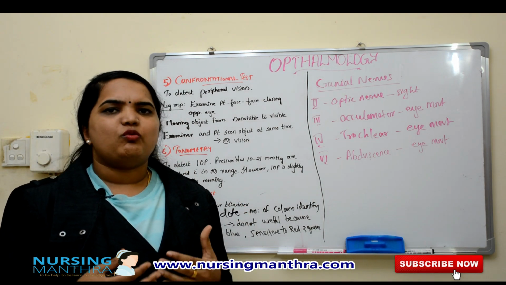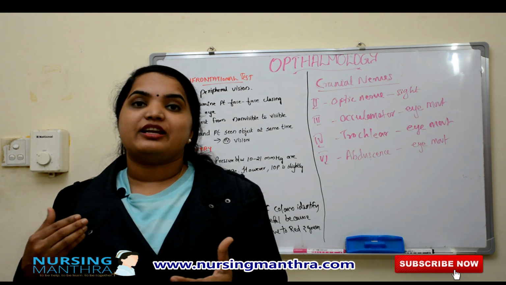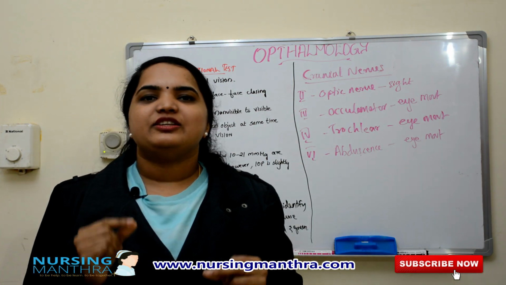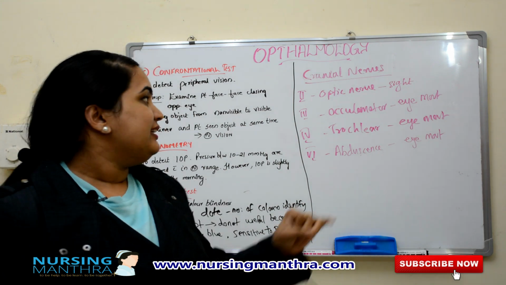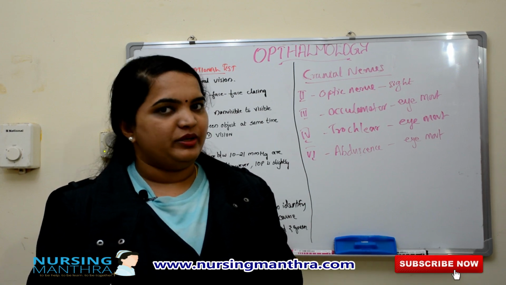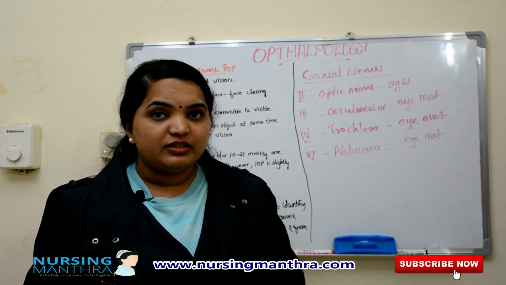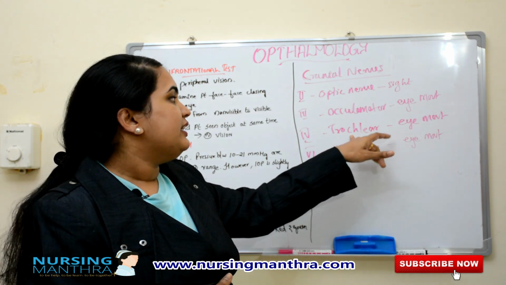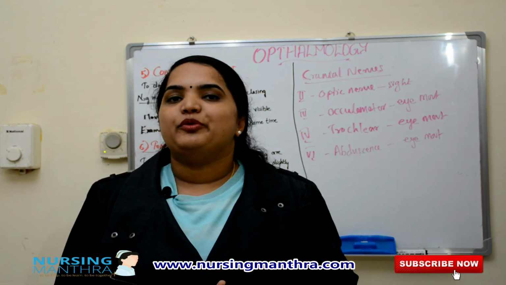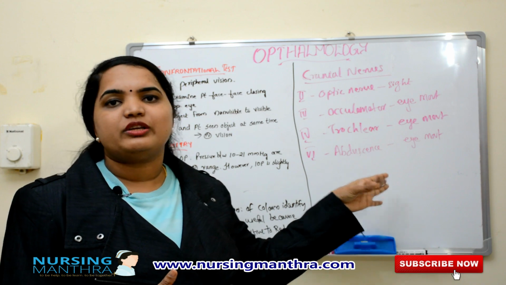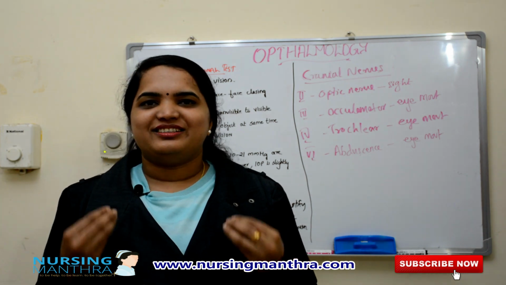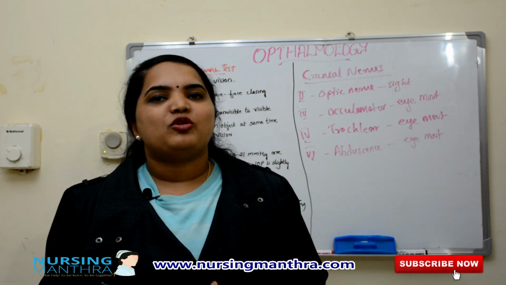So next we can see the important cranial nerves related to the ophthalmic system. It is the optic nerve, which helps with sight. The third cranial nerve, the oculomotor, helps with eye movement. The fourth, the trochlear nerve, also helps with eye movement, and the sixth one, abducens, also helps with eye movement. So any problem to these cranial nerves will cause problems to the eye. These are the main diagnostic tests which we conduct in the ophthalmology system.